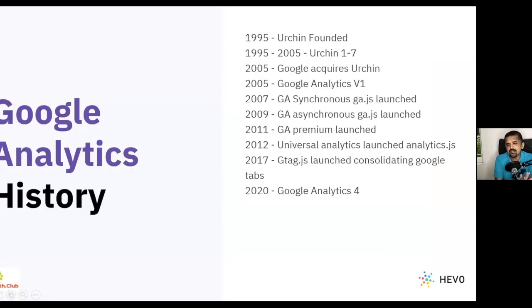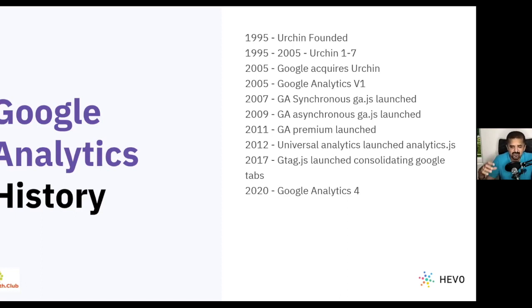Now, before we start with GA4, I'll just run you through a brief history of how Google Analytics has come to where it is now. In 1995, in San Diego, a small company was founded named Urchin Analytics, and they built the first of its kind web analytics tool, essentially a client-side analytics tool. They built and published Urchin 1 to Urchin 7, several versions with different features released with each version, with Urchin 7 being the most mature version of that product.